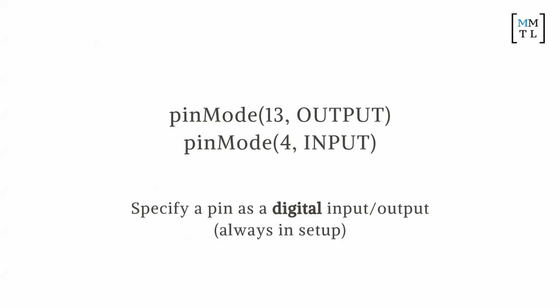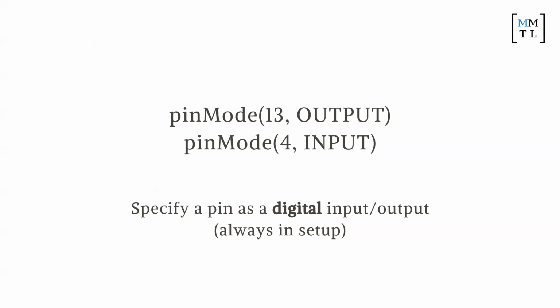Now, the 6 functions that you need to know are the following. The first is pinMode. pinMode is a setup function. It is almost always in the setup part of the code, so just be aware of that. It's always in setup, and it specifies a pin as either a digital input or digital output. Does that make sense? You have to specify, for example, that you want pin 13 to be an output and pin 4 to be an input. So it is one of the very first functions that you always have to write.